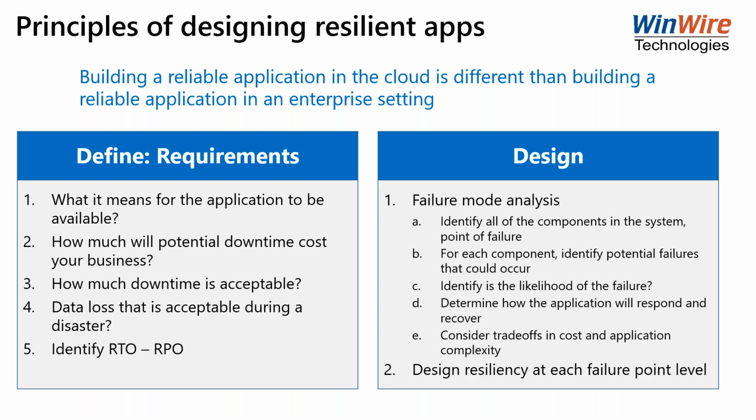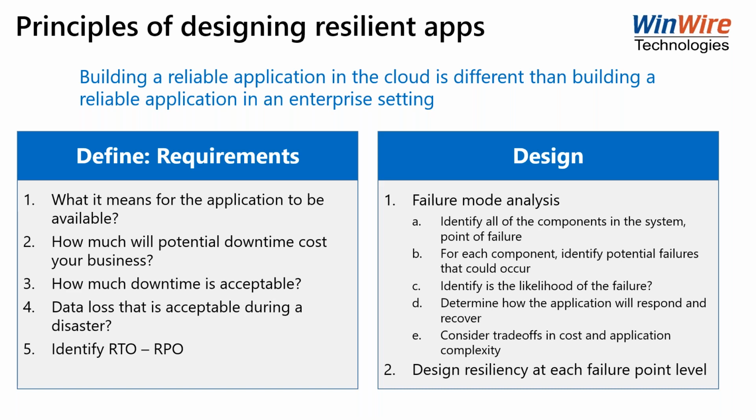There are two very important aspects of it, and this has not changed since the on-prem days, right? First, defining your application requirement, and then designing according to it. These are the two main elements we need to follow to have a resilient application on cloud.